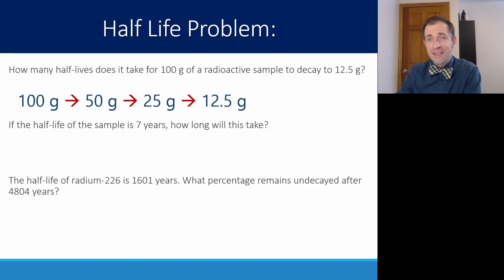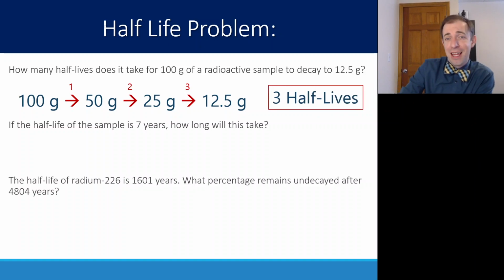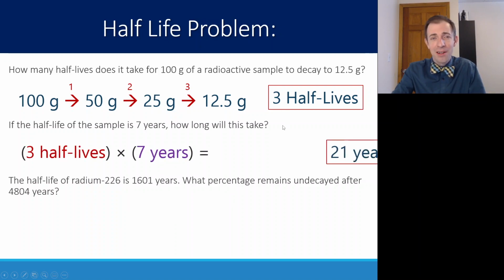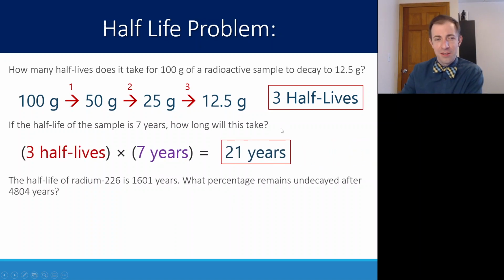All right, I've arrived. How many times did I have to cut in half? Well, one, two, three half-lives happened to get it from that 100 grams down to 12 and a half grams. If that half-life takes 7 years for that particular radioactive sample, we can figure out how long that takes because it happened three times. Three half-lives times 7 years per half-life is a total of 21 years.